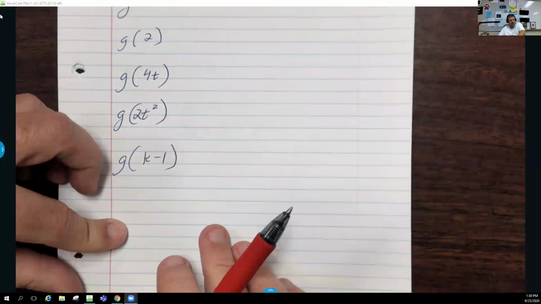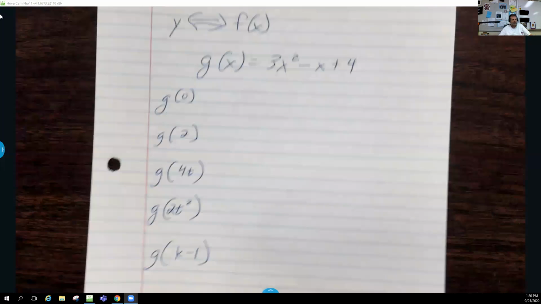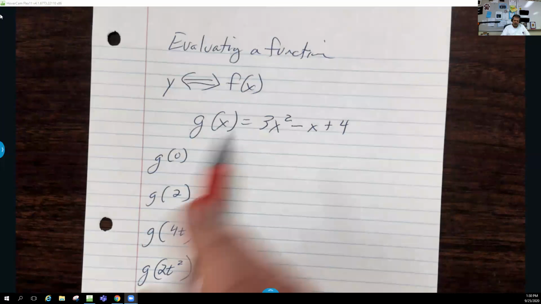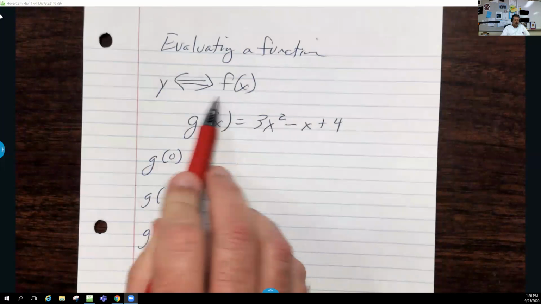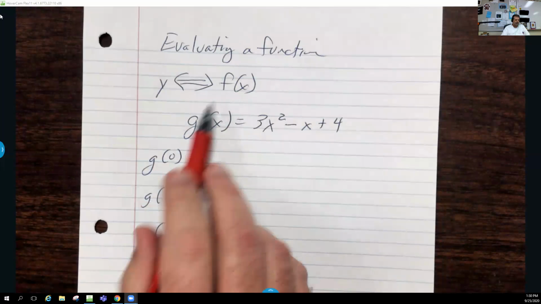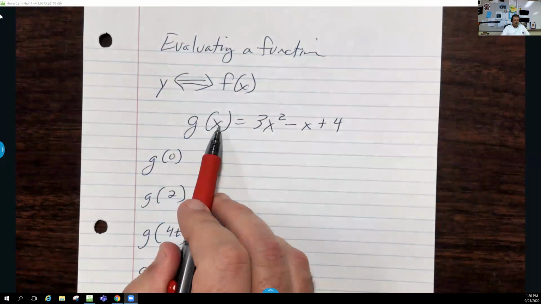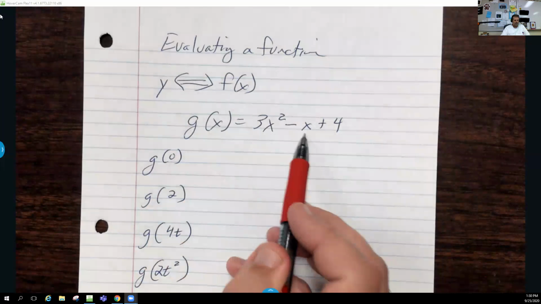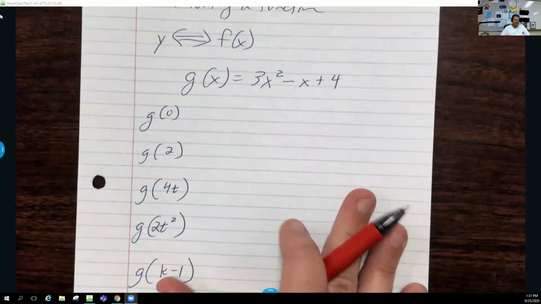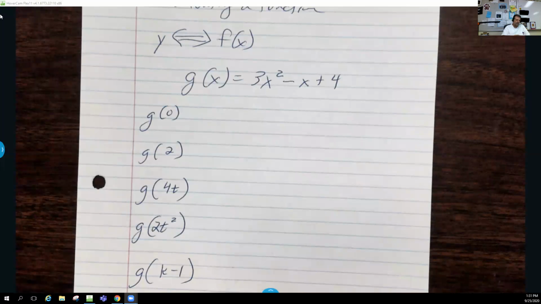Okay? All right, so next part about functions is evaluating them. This is the last part of this little chapter. In this part, we're going to evaluate a function. Now, I already talked about y and f of x are the same thing. f of x and g of x are the same thing, just a different terminology. So here we have a function, 3x squared minus x plus 4. We're going to do every problem the exact same way, and we're going to simplify, where the last one is probably the most tricky.